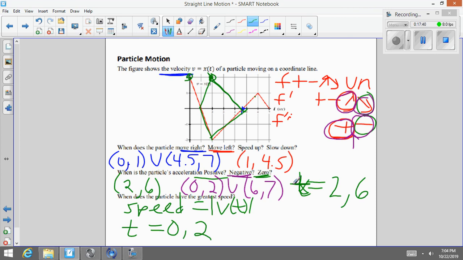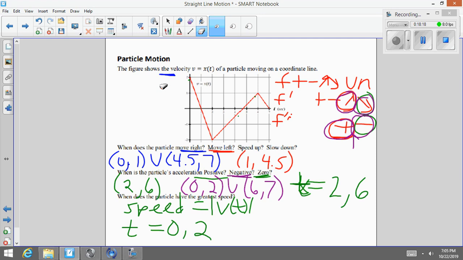Okay, now let's go back to the whole speeding up, slowing down. So, to determine speeding up and slowing down, you have to compare the signs of velocity and acceleration. And it works like this. If acceleration and velocity have the same sign, whether both positive or both negative, then the particle is speeding up. If velocity and acceleration have opposite signs, then the particle is slowing down. Okay, so remember, we're looking at the velocity graph.